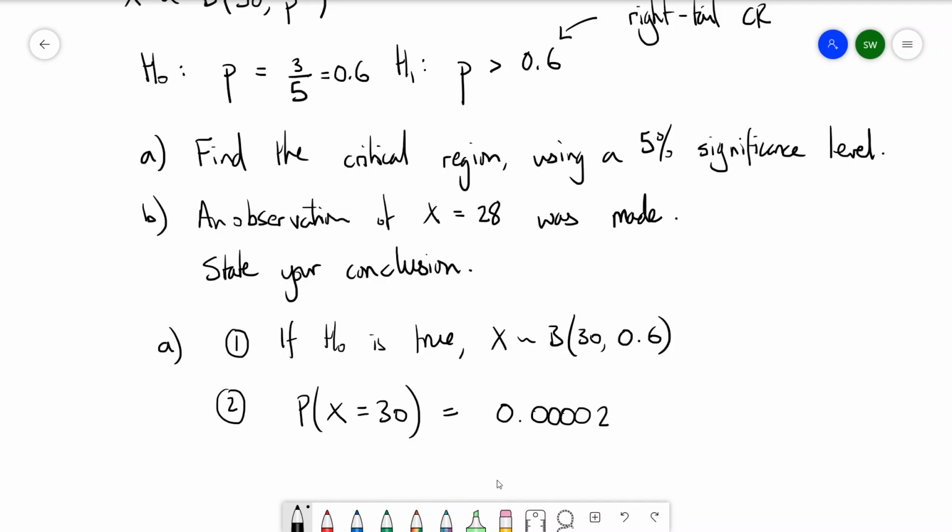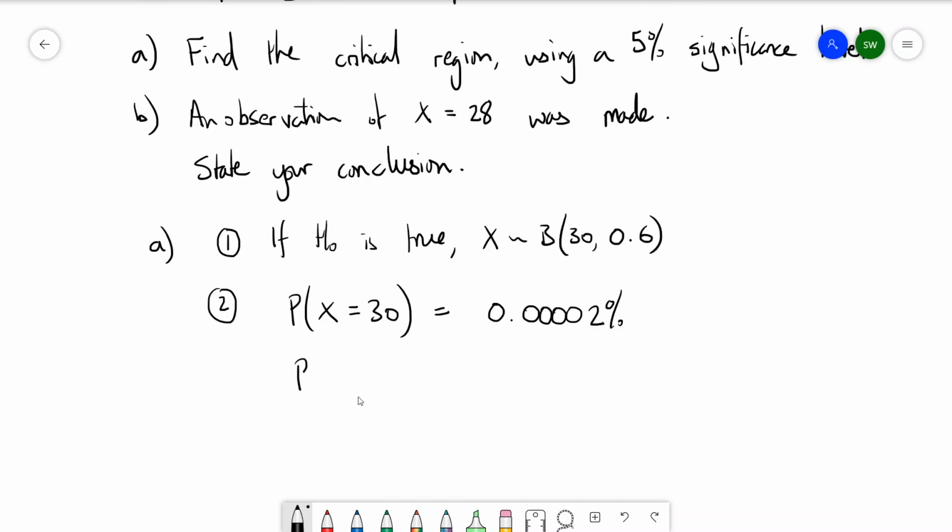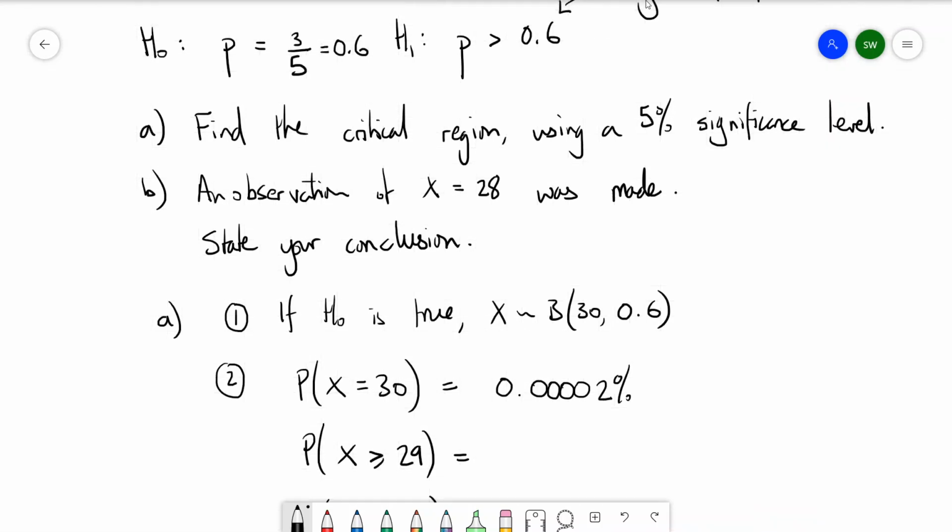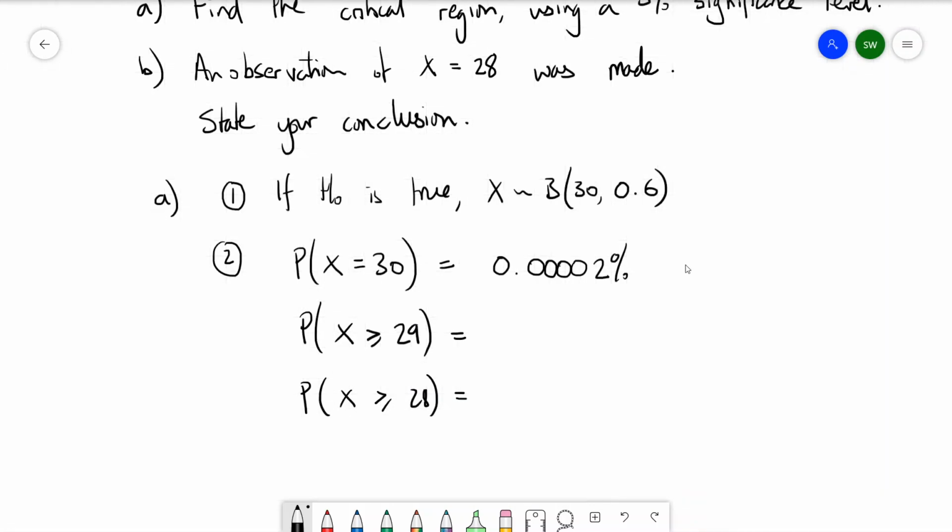It's this probability here. So next we're going to do the probability of x being greater than or equal to 29. And then we're going to do the probability of x being greater than or equal to 28, etc. And we're doing greater than or equal to, in this case, because it's a right tail critical region. So to work out the probability of x being greater than or equal to 29, we're going to do 1 minus the probability of x being less than or equal to 28. So that's going to be 1 minus, and then we'll use our calculator to find this probability here.